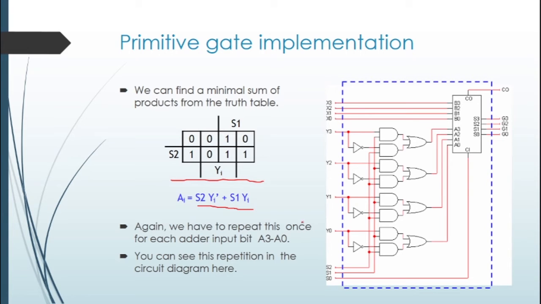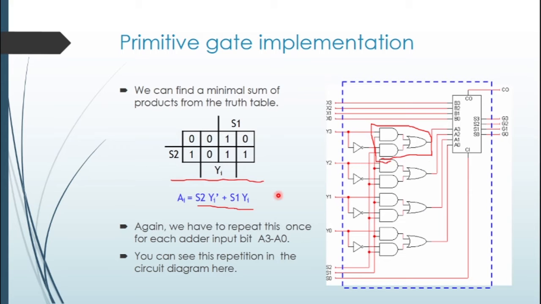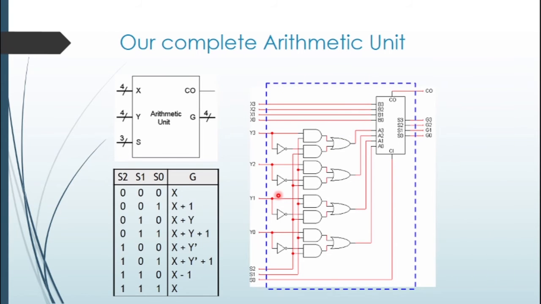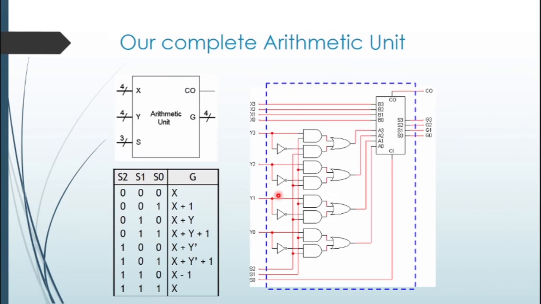And again we have to repeat this for each other input, a3 to a0. So it's the same circuit repeated 4 times for this input logic. So this is your input for a, and the rest is the same. This is your complete arithmetic unit for all the operations, all the inputs specified.